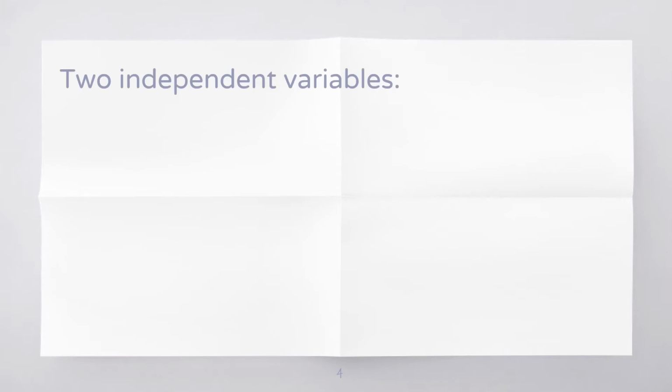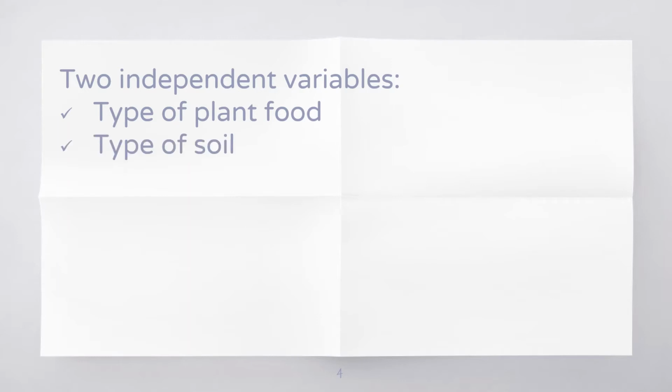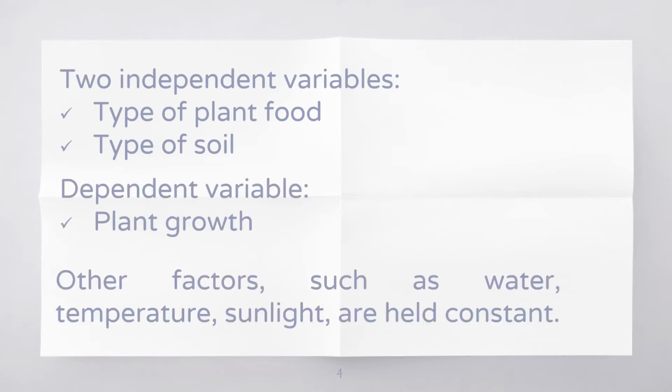When we say independent variable, this variable is not affected or changed by the other variable or dependent variable, but has a direct effect on the dependent variable. The two independent variables are the type of plant food and the type of soil, while the dependent variable, or the variable affected by the independent variables, is the plant growth. Other factors such as water, temperature, and sunlight are held constant.